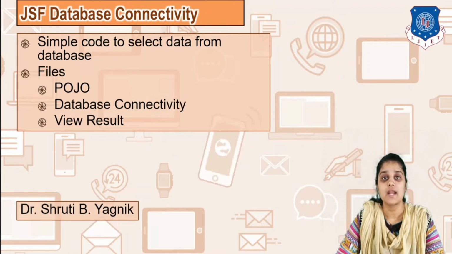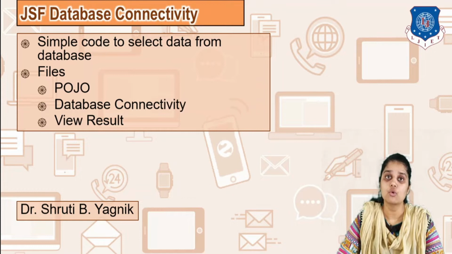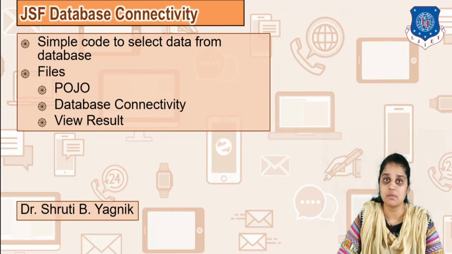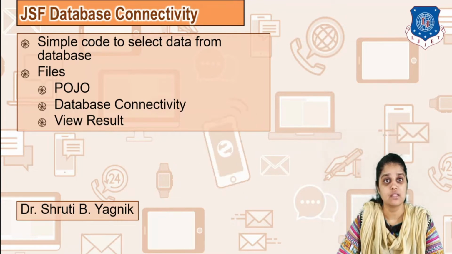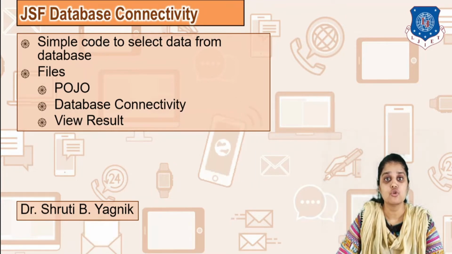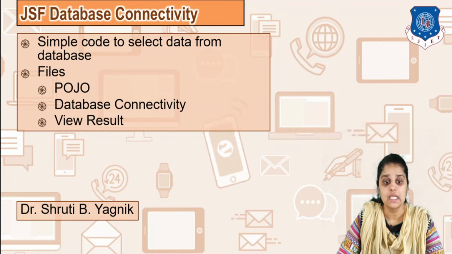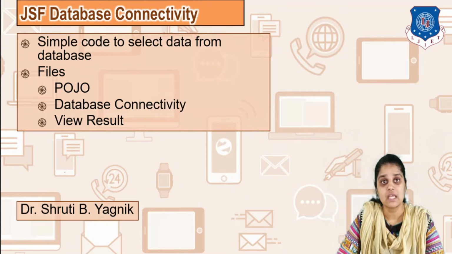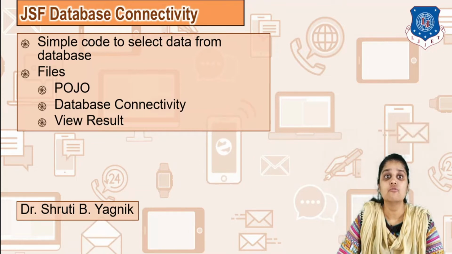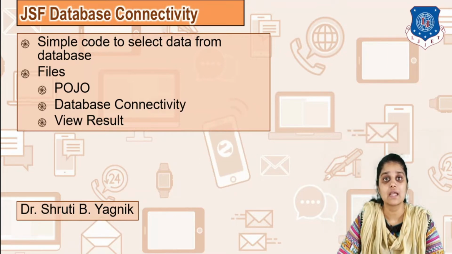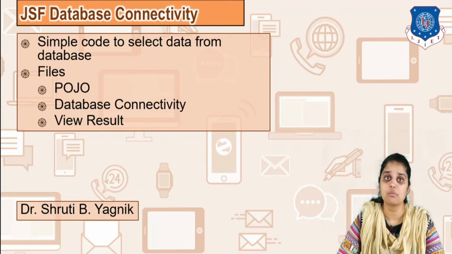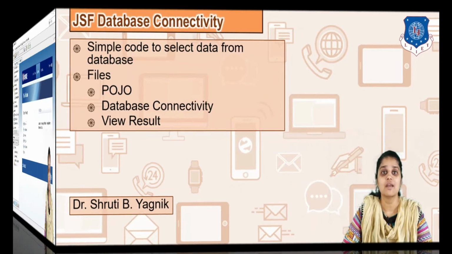So here we are going to write or design a simple code to select the data from the database, and for this task we are going to create a total of 3 files. The first is the POJO or your managed bean kind of file. The second is your database connectivity code or database connectivity file, and the third file is for viewing all the selected records from the table. So these are the 3 files that we are going to create for selecting the data via JSF from a particular table. So let us begin our coding.